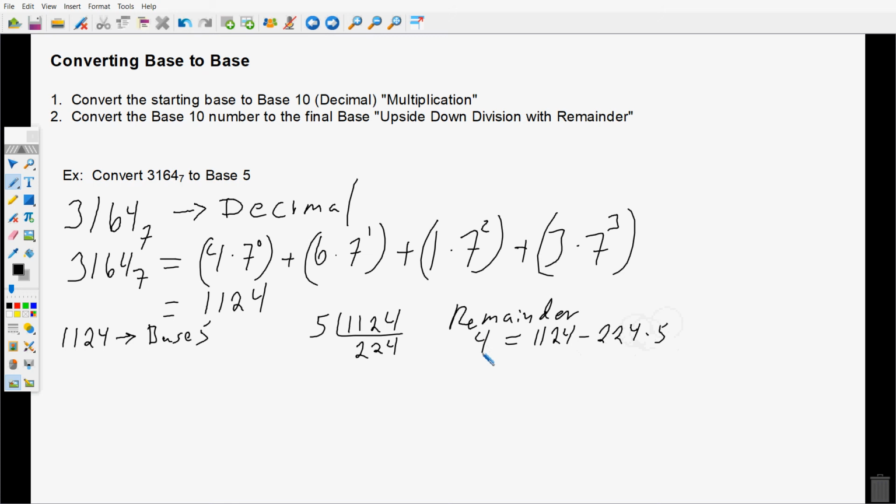Go back to the long division. 5 into 224. That'll be 44. And to find my remainder, I will take 224 minus 44 times 5. And that will give me 4 again.